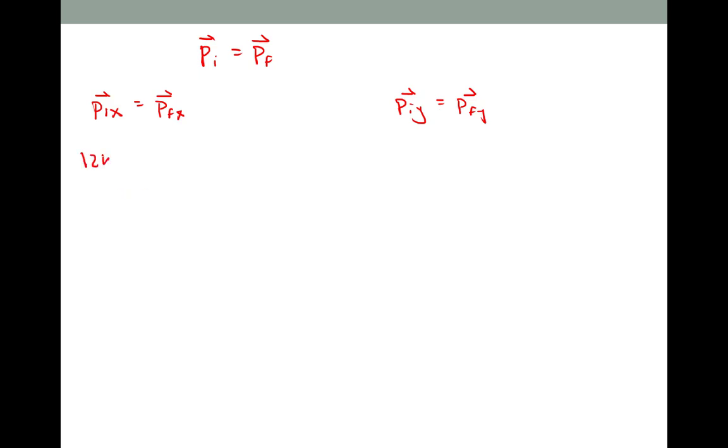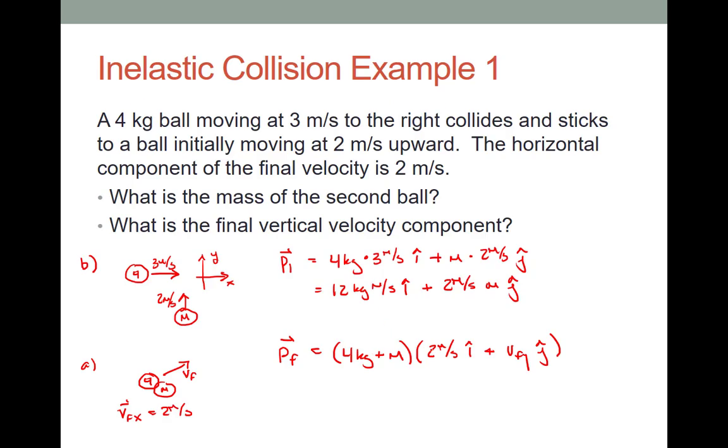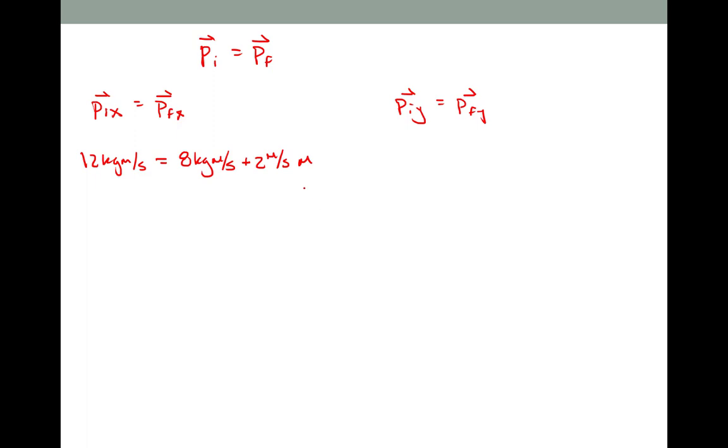In the x direction, initially, I had a momentum of 12 kilogram meters per second. And afterwards, I have 8 kilogram meters per second plus 2 meters per second times m. All I've done is multiply this in times the x term. This equation allows me to solve for m. So I get 2 meters per second times the unknown mass equals 4 kilogram meters per second, or that the unknown mass is 2 kilograms.